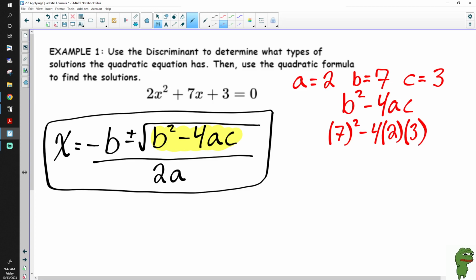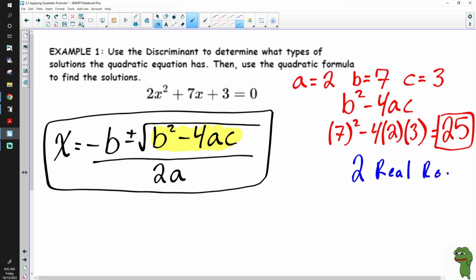Did you type it in the calculator? Type it in. You should get a 25. That's not good. You should get 25. This is our discriminant, which means what type of answer should we get? And how many? 2 real roots. 2 real roots. Now it's time to find those 2 real roots.